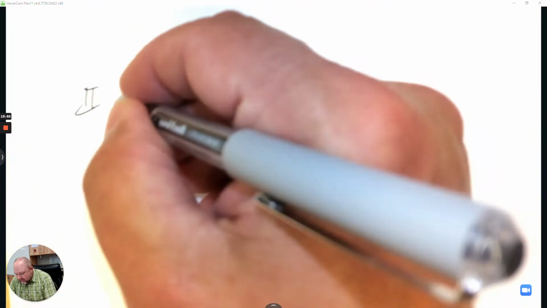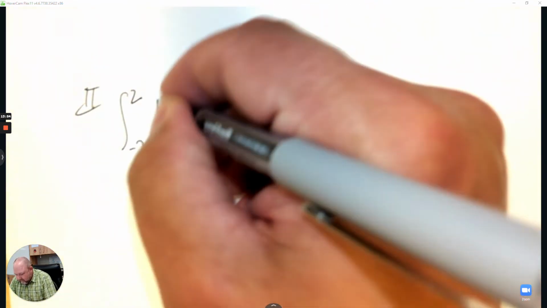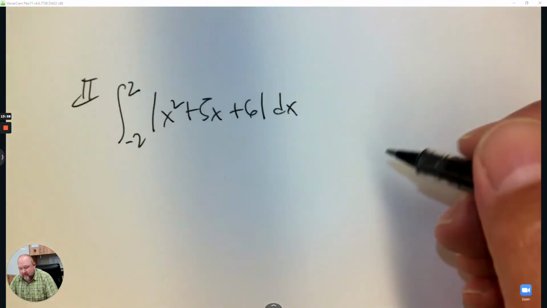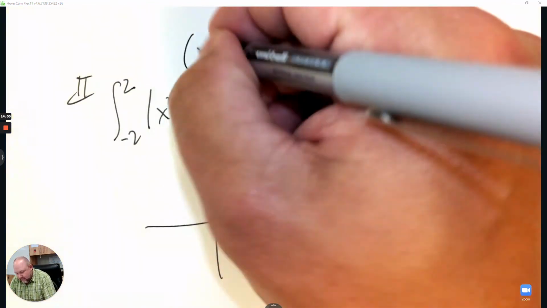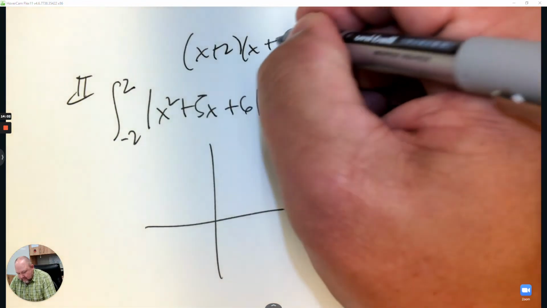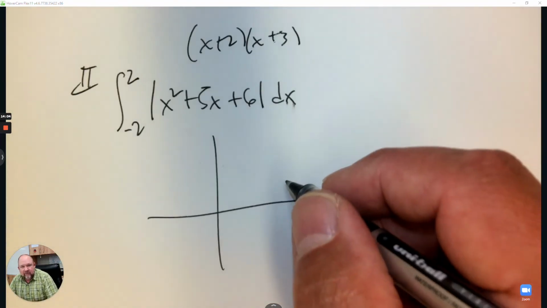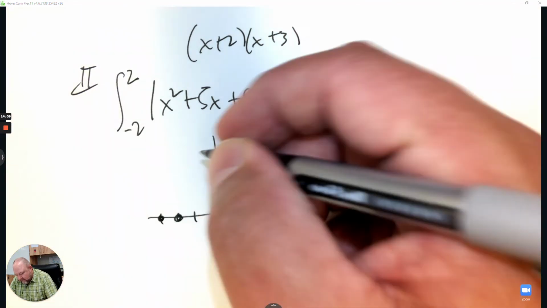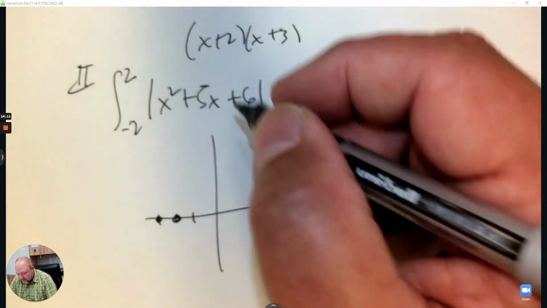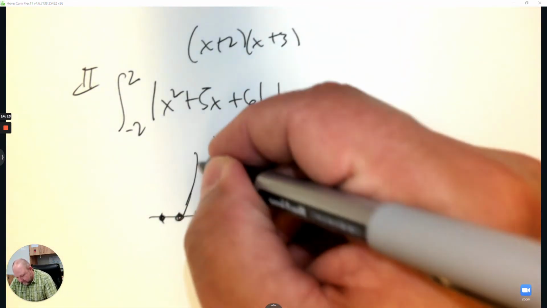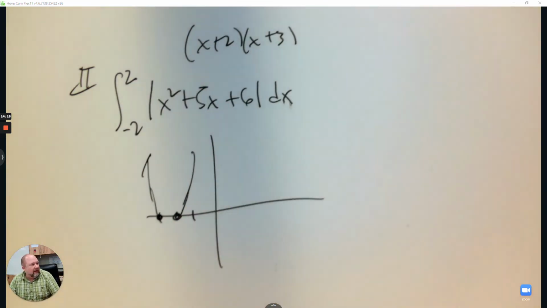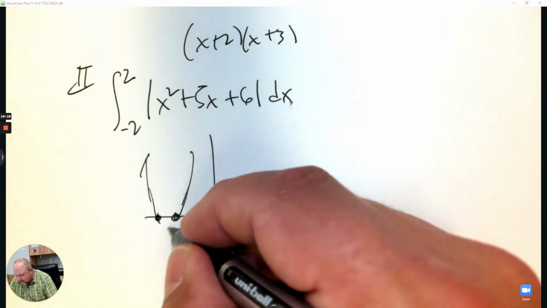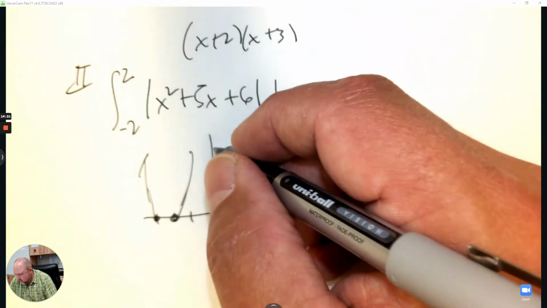So for number 2, we're integrating from negative 2 to 2, x squared plus 5x plus 6. That's a parabola. If I graphed this, I'd look at the intercepts, which are negative 2 and negative 3, and then it's a parabola that goes up. But the part underneath, and we're going from where to where? We're integrating from negative 2 to 2.